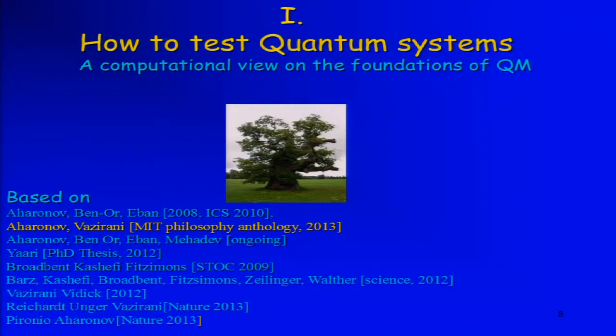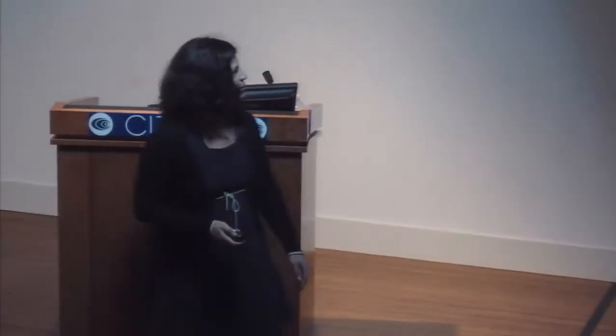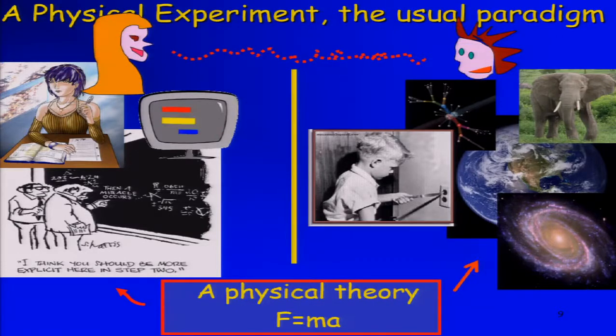Okay, so what's the question? Let's look at a physical experiment in the most naive way. How does a physical experiment look? We have some physical theory that we want to test. Now, a usual physical experiment looks like this. There's a theoretician and there is an experimentalist. The theoretician takes the theory and makes some prediction. The experimentalist performs the experiment. And then they meet and they compare their results. Okay, and if there's a problem, they throw away the theory, or they say mostly that there was a problem with the experiment, and they try again.